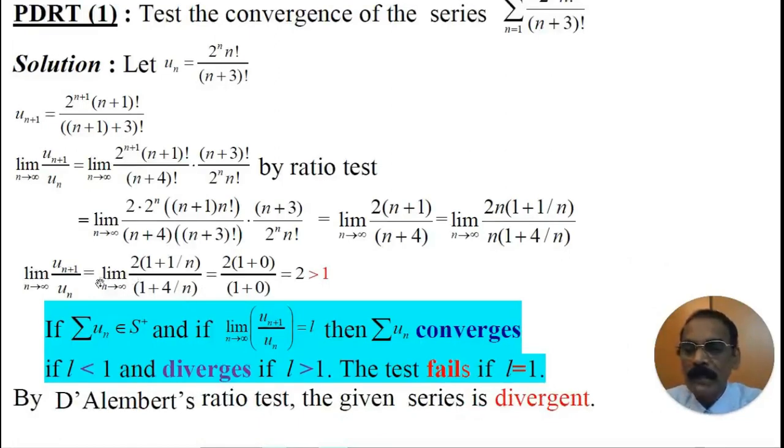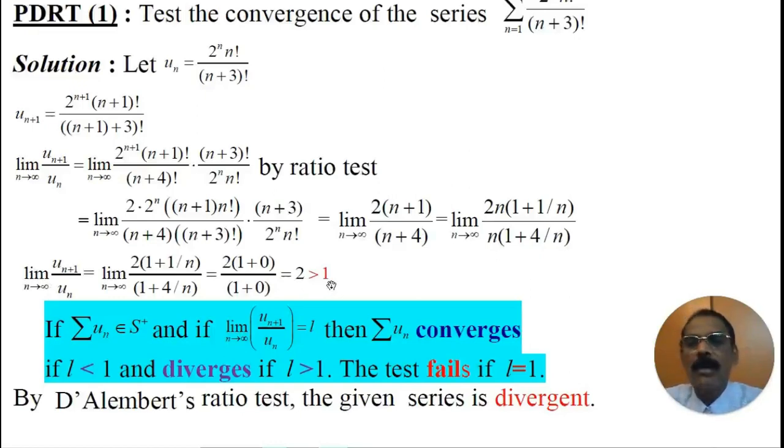We are going to apply the limit. Wherever n is there, replace n by infinity. What is the value of 1 by infinity? 0. What is the value of 4 by infinity? 0. Therefore, when you apply the limit, we get 2 into 1 plus 0 divided by 1 plus 0. 1 plus 0 is 1. So 2 into 1 by 1 is equal to 2, which is greater than 1. The limit of un plus 1 by un is normally taken as L. The L value is 2, which is greater than 1.